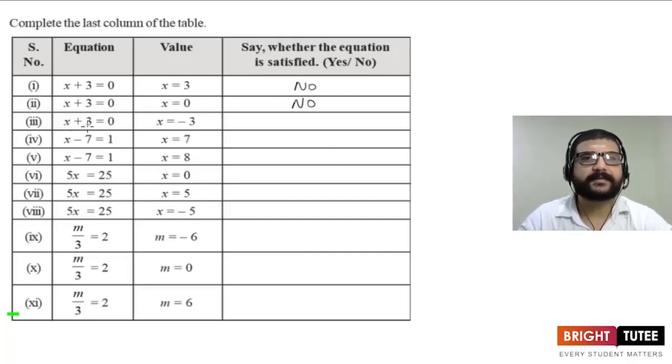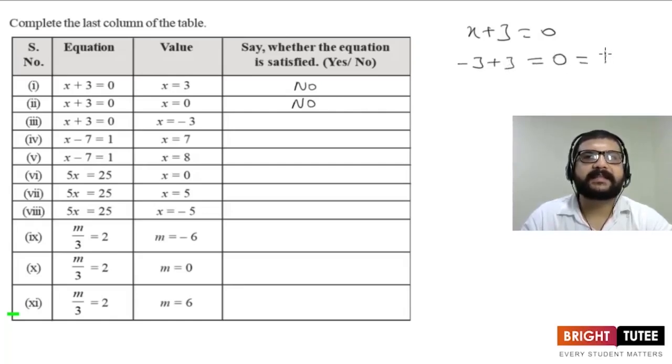Now let's see the third question here. It is x plus 3 is equal to 0 and the value of x is given as -3. Let's substitute that value here. We will get -3 plus 3. Now we know -3 plus 3 is equal to 0, and this is the right hand side of the equation. Therefore this time the equation is satisfied. So we have to write yes here.